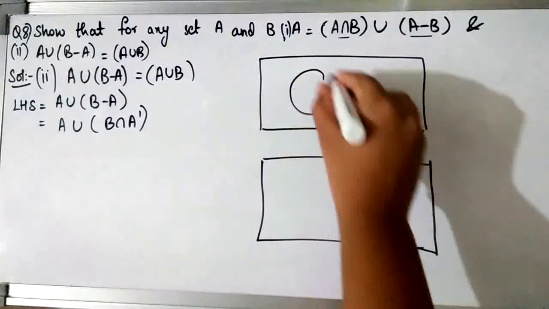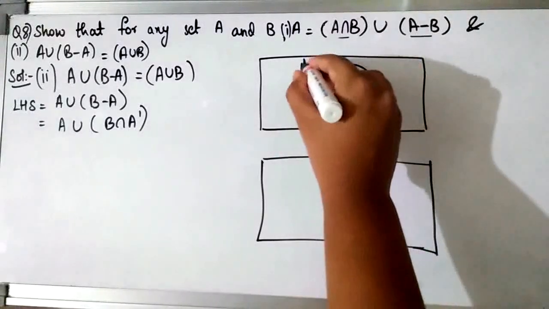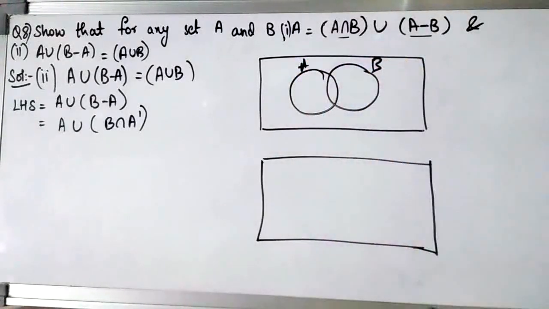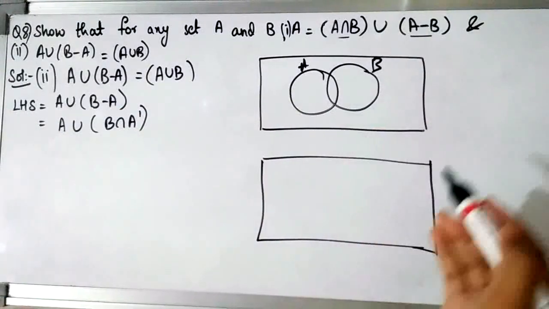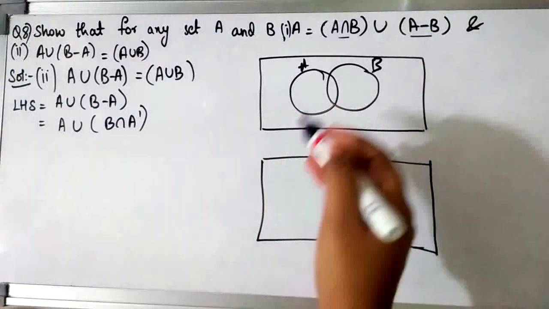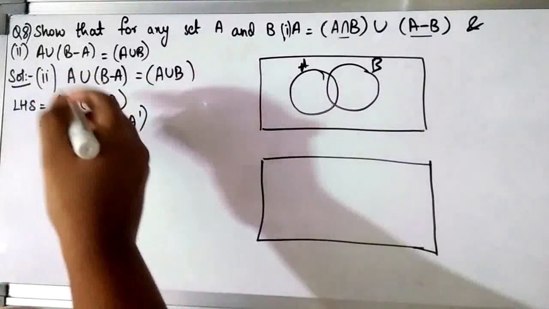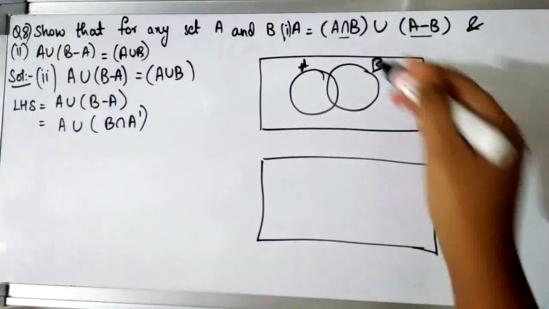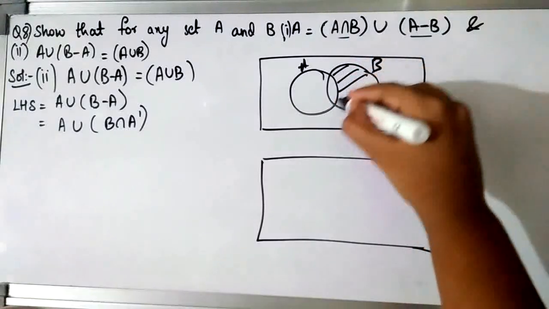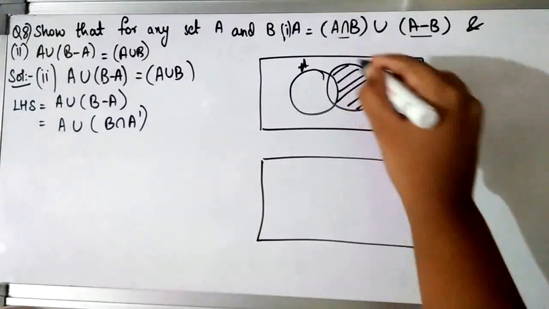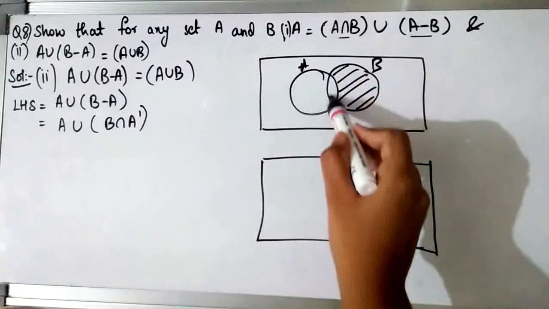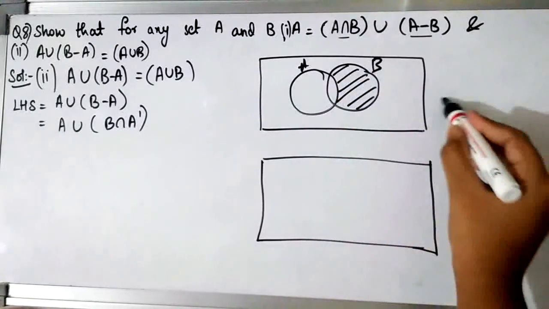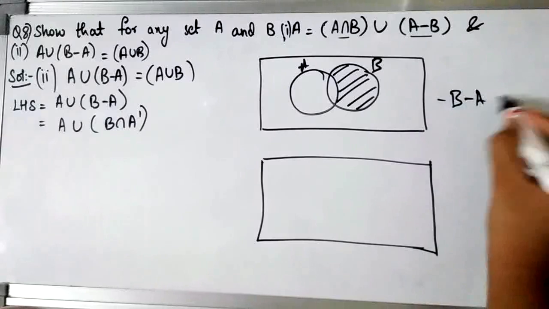Let's take both the sets A and B. What is your B minus A? B minus A is nothing but you take the common elements, subtract the common elements of both the sets from set B, and write the leftover elements of set B. The leftover elements of set B you can show by shading the set B region after you subtract the common region of both the sets. So that is your B minus A.